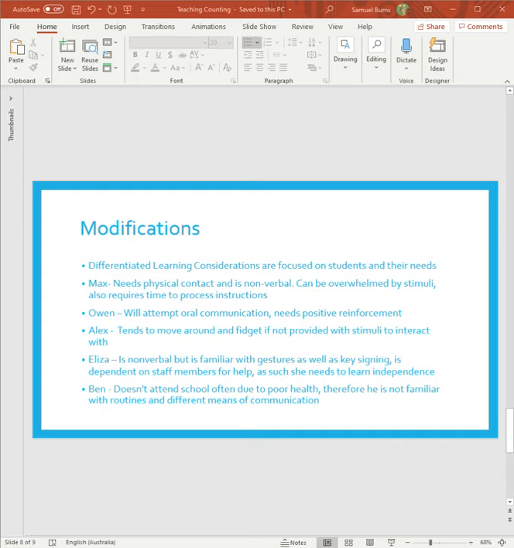Owen will attempt communication and does need positive reinforcement, so whenever that happens, it is good to give him encouragement. Alex tends to move around and fidget if not provided stimuli to interact with. For example, he may chew on the laminated sheets, therefore it would be advisable to provide a chew if that happens.